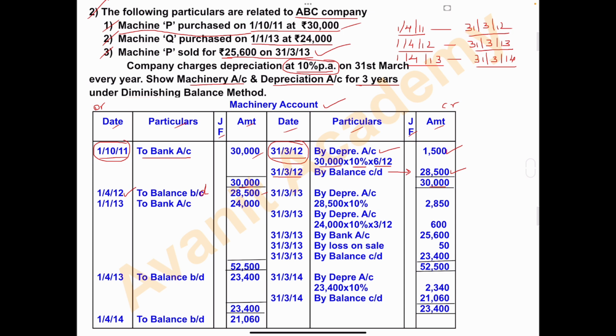Read point number 2. Machine Q purchased on 1st January 2013 at rupees 24,000. So when does the next financial year start? 1st April 2012. And when does it end? 31st March 2013. So in this 2012 to 13 financial year, another machinery is purchased, that is machine Q purchased on 1st January 2013. So the entry is machinery account debited to bank account. Debit side, machine Q is purchased on which date? 1st January 2013. So here, debit side, 1st January 2013, to bank account, machine Q amount is 24,000.